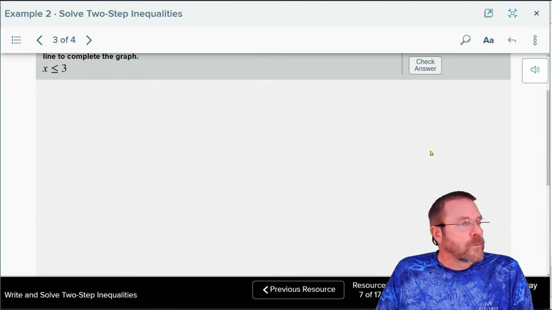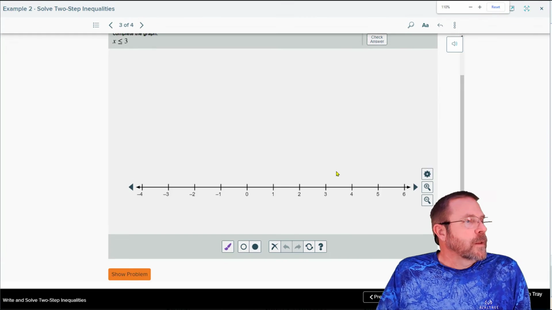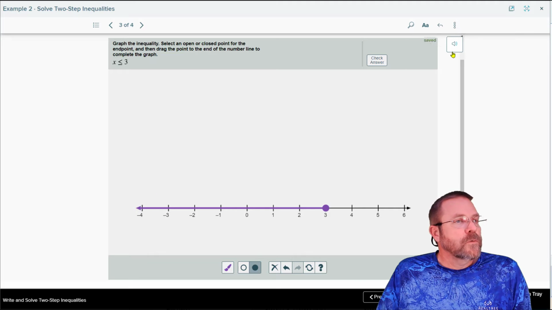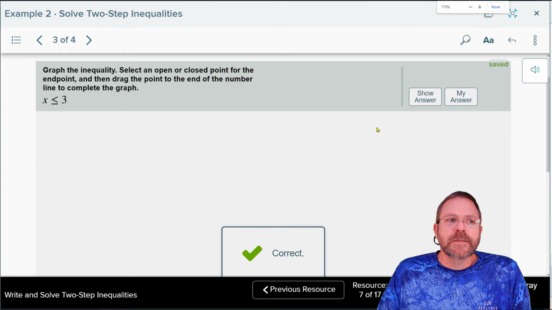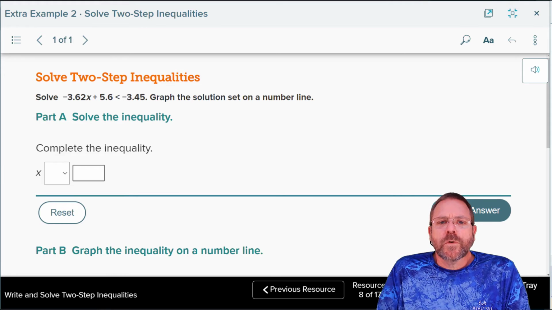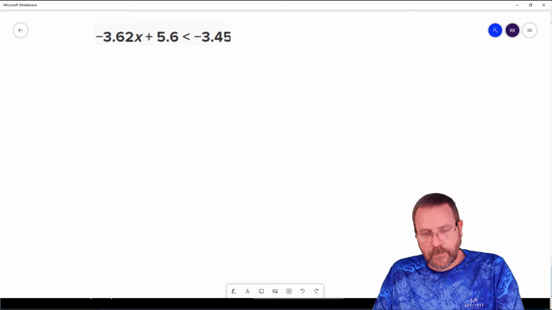So on your graph, we're going to zoom out a little bit. We're less than or equal to 3. It's or equal to, so it gets a solid circle. The less than side goes to the left, and it checks. Easy math. Anybody can do this stuff. And now it's going to be your turn to solve a decimal problem on your own. Show all the steps. Pay attention to the fact you're going to be dividing both sides by a negative number. Get busy. Check your answers.